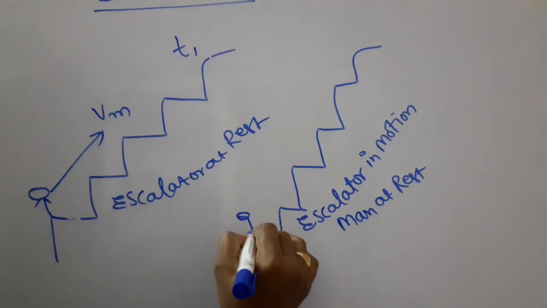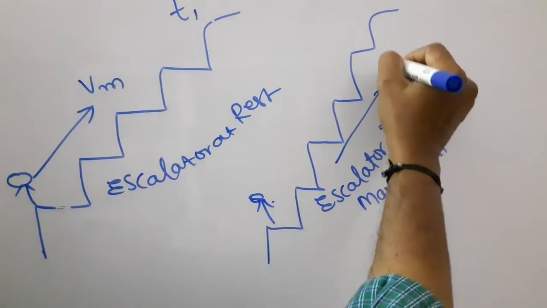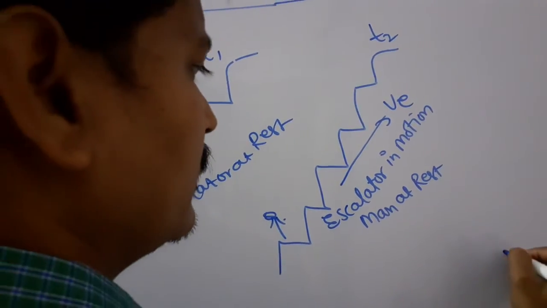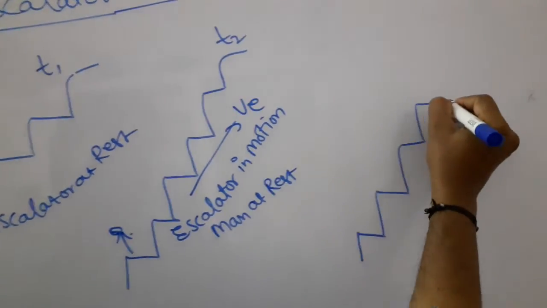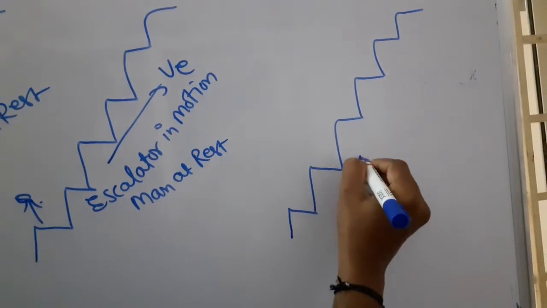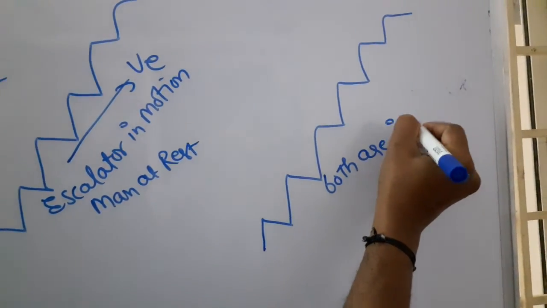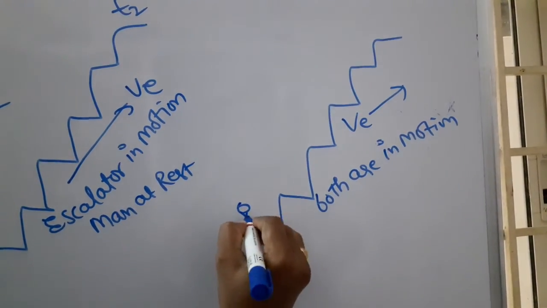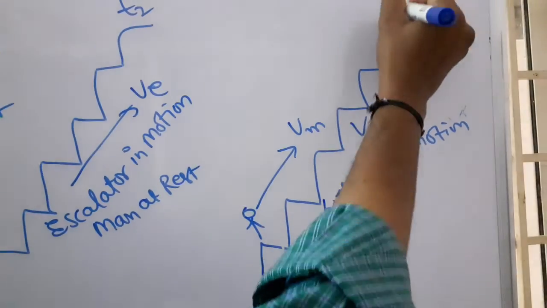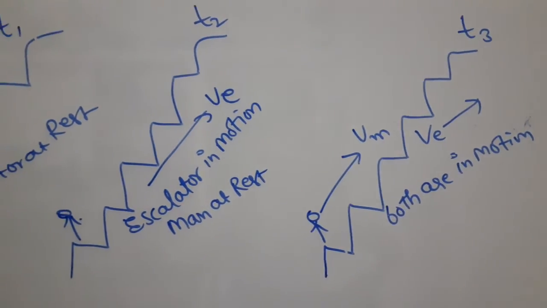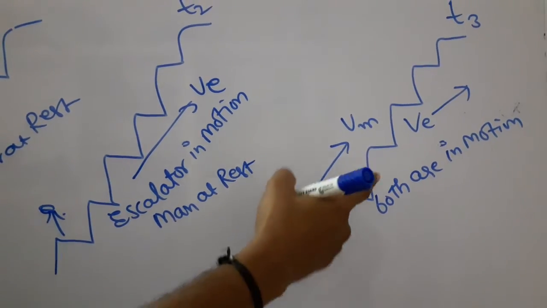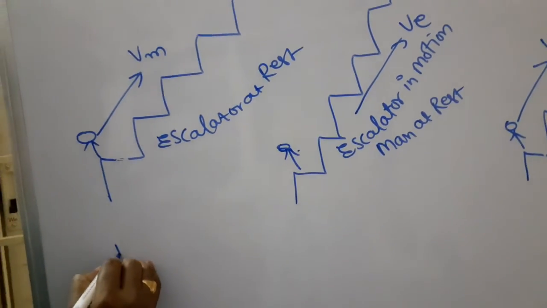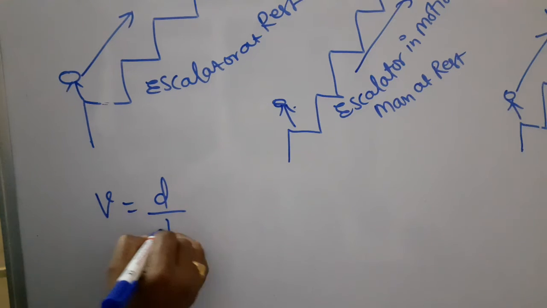Next, both are in motion, that is the escalator and the man. Both of them are in motion. Then the time taken to reach the top, with the man moving on the moving escalator, is t3. Here, according to the formula, velocity is equal to distance by time.